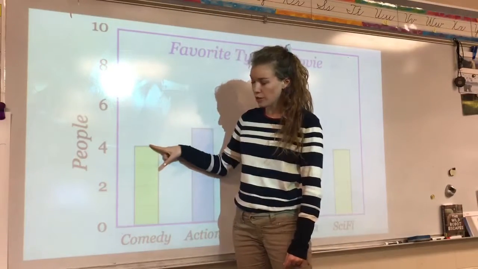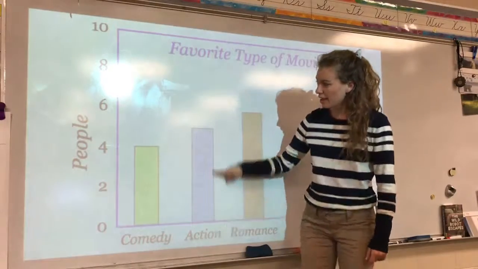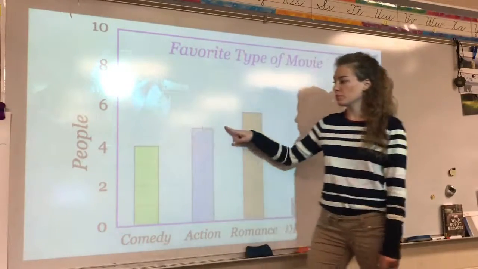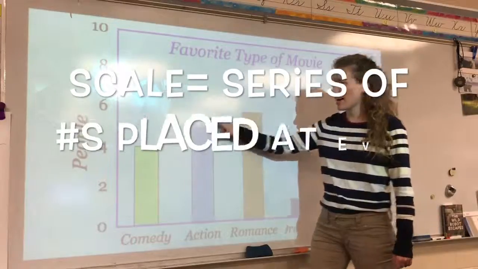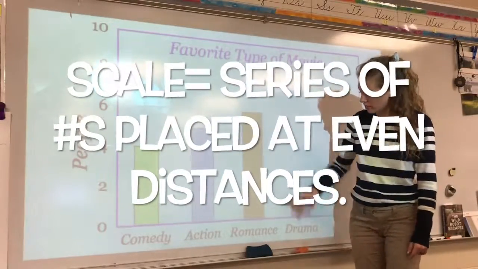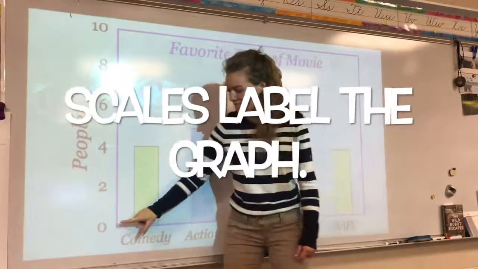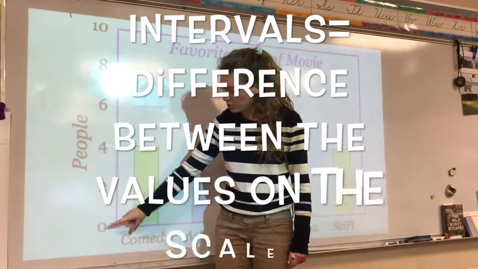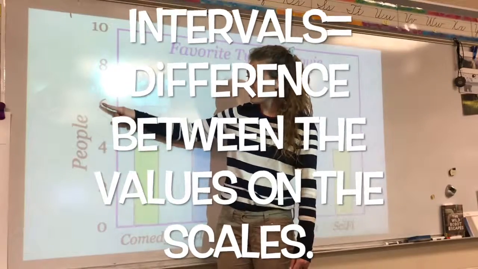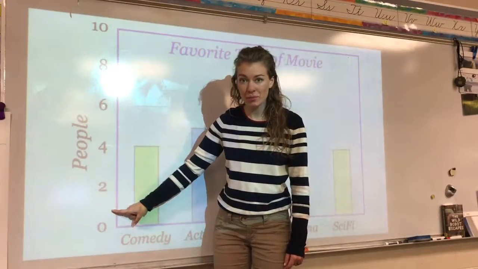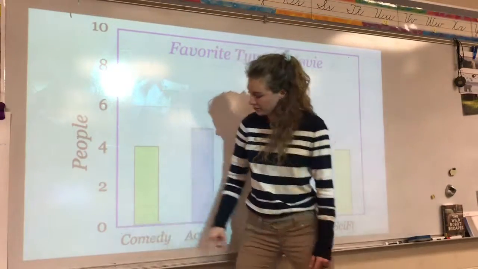Comedy had 4 people vote for it. Action had 5 people vote for it. Romance had 6 people vote for it. Drama only had 1 person vote for it. I can see the intervals are counting by 2s, 0, 2, 4, 6, but they leave a space in between for that 1 vote.